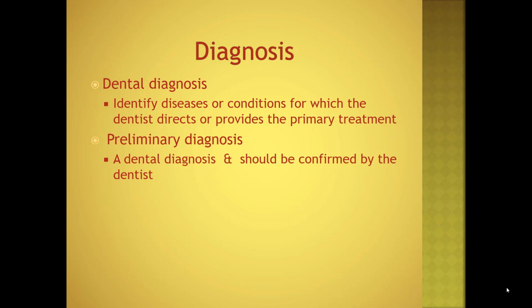So an example of a dental diagnosis might be decay on number 14. It might be vertical bone loss on 14 distal. It might be periodontitis, generalized periodontitis. It might be a perio abscess on number 3. Those are all examples of a dental diagnosis that a dentist is licensed to treat. So those are things that, for example, decay is not something that the dental hygienist is licensed to treat.